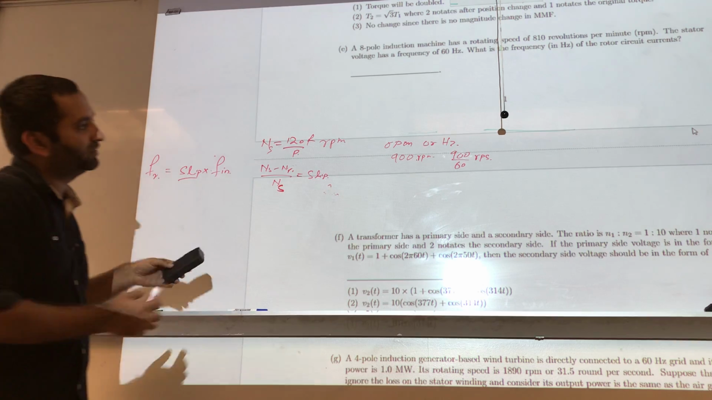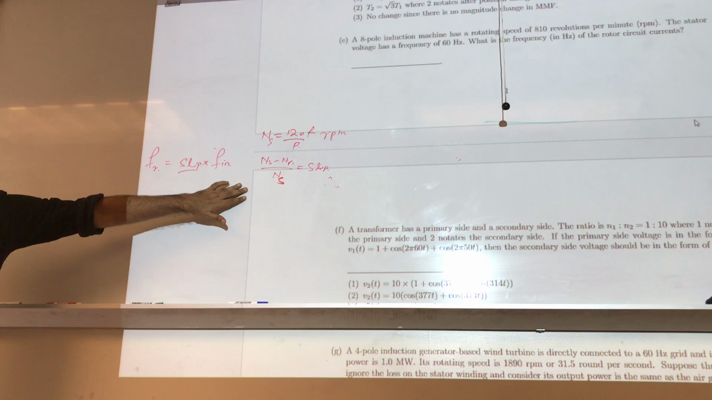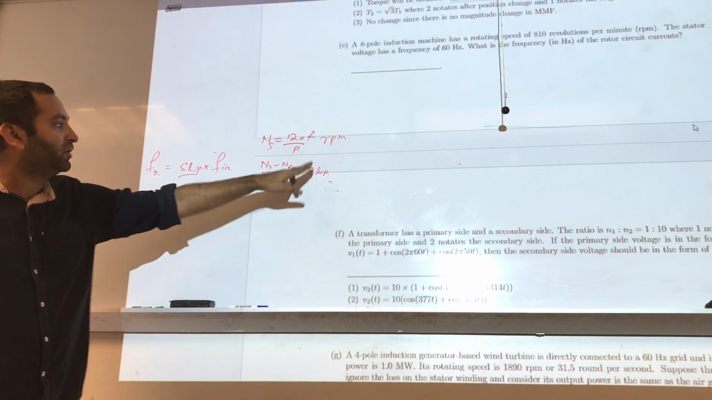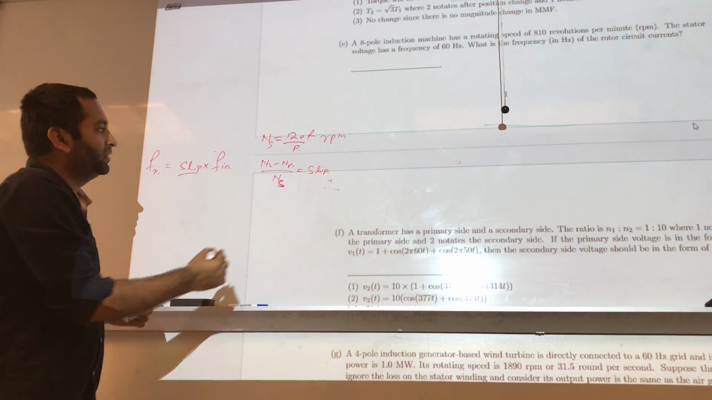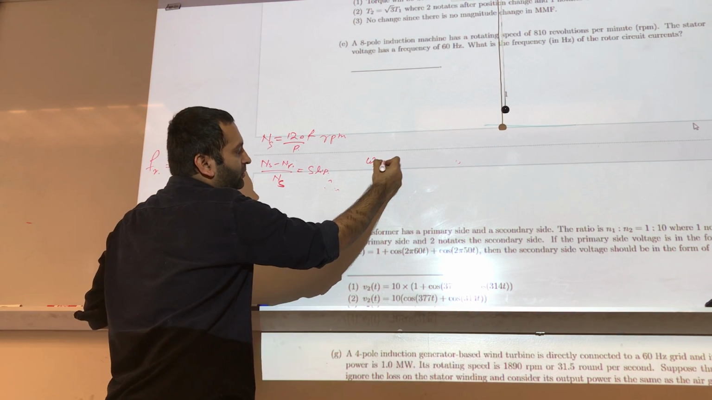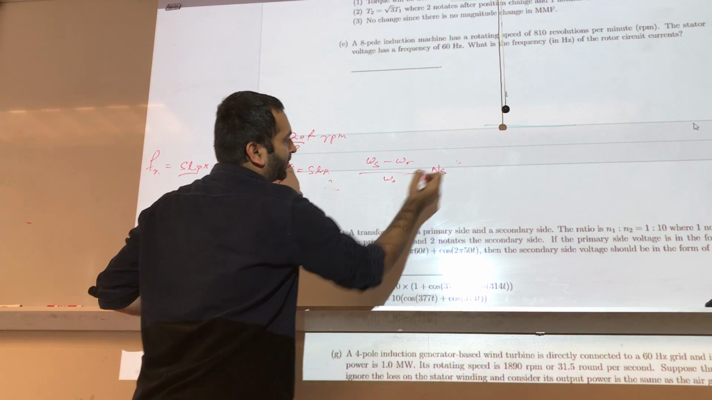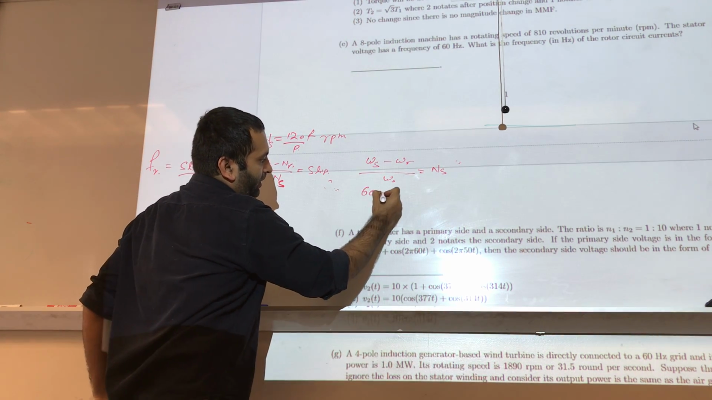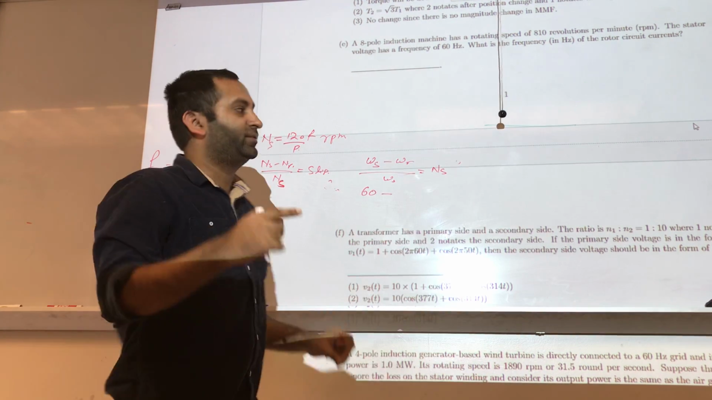Or let's try this. Everyone understood this process, right? How I did this. Suppose I want to do it in hertz. You can also calculate the slip using hertz. So you have 60 hertz already given in the question, which means you can write omega. Another formula is omega s minus omega r over omega s equals the slip. So omega s is for 60 hertz, so you can just write 60 here. And to find omega r, you can write 810 over 60.